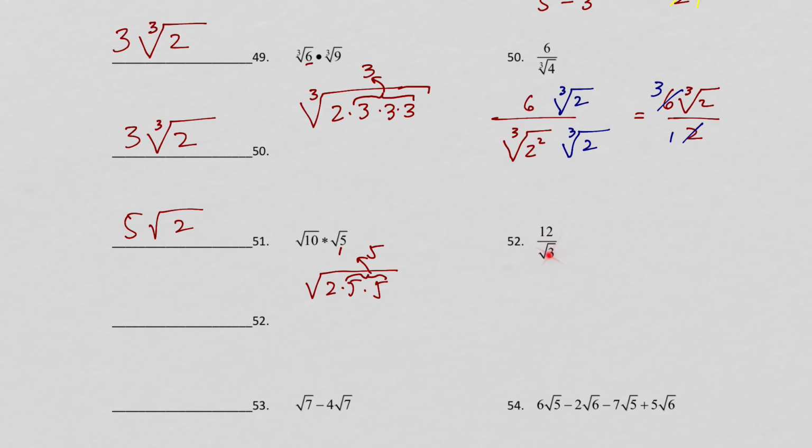For number 52, to rationalize the denominator, we're going to multiply by root 3 on the top and bottom, and we'll get 12 root 3 over 3, and 3 goes into 3 once and into 12 4 times, so we end up with 4 root 3.